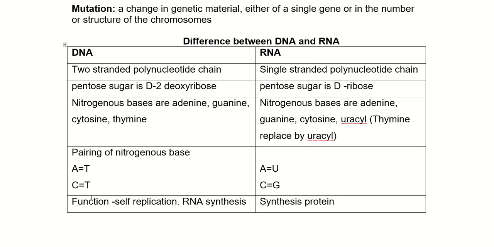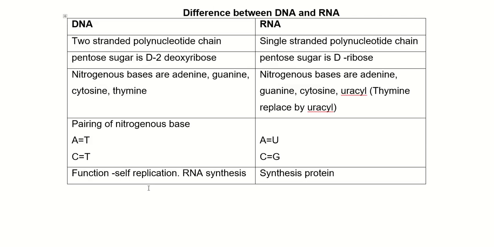The difference between DNA and RNA. DNA is a two-strand polynucleotide chain, RNA is a single-strand polynucleotide chain. In DNA the pentose sugar is deoxyribose, and in RNA the pentose sugar is ribose. In DNA the nitrogenous bases are adenine, guanine, cytosine, thymine, but in RNA the nitrogenous bases are adenine, guanine, cytosine, uracil. Thymine is replaced by uracil.